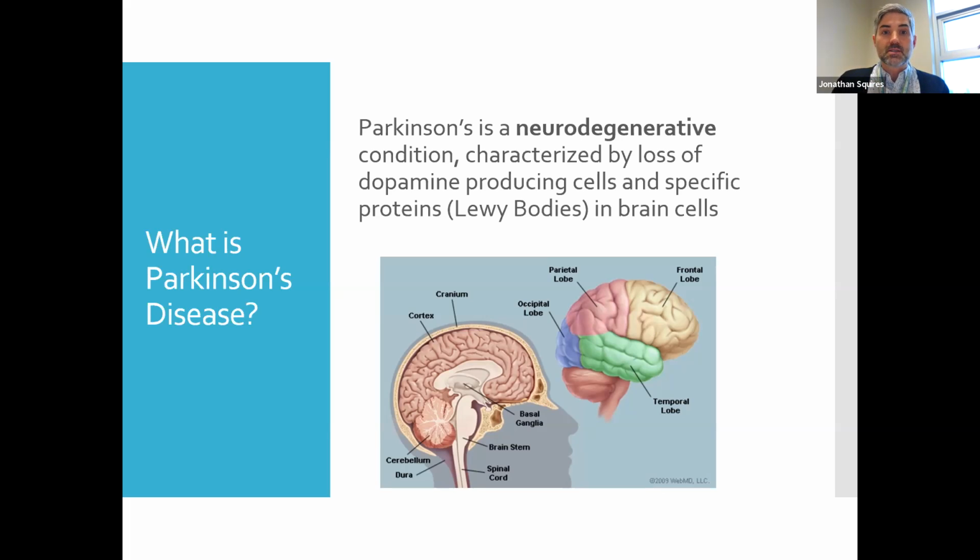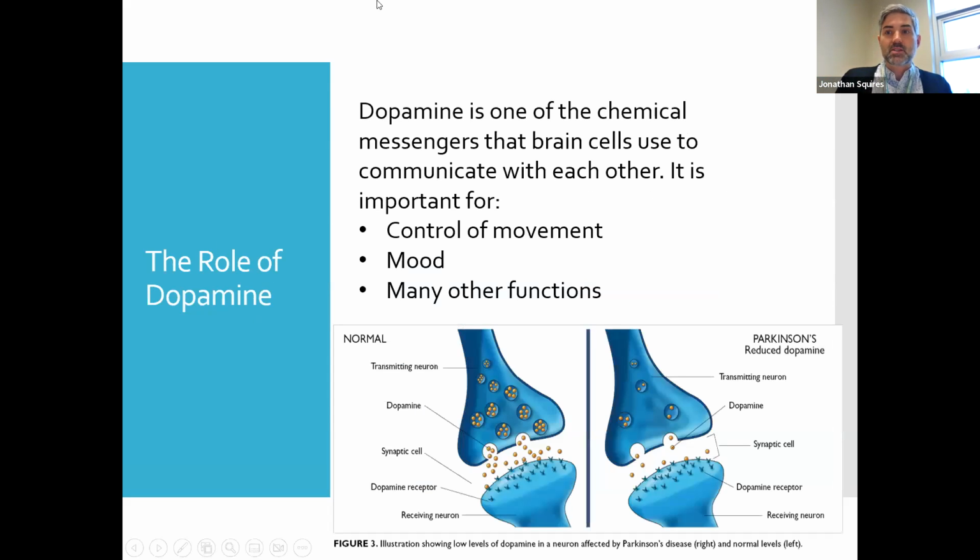In Parkinson's disease, we talk a lot about loss of the type of brain cells that make a neurotransmitter, a chemical messenger called dopamine. And the abnormal protein that builds up is called alpha-synuclein. And in Parkinson's disease, it forms these structures that you see under the microscope that were called Lewy bodies, after Dr. Lewy, who first described them. Dopamine, as I mentioned, is a chemical messenger.